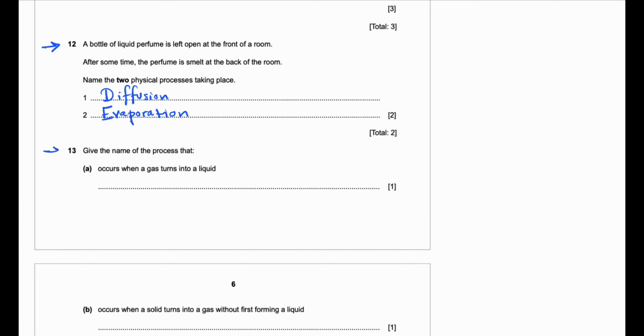The last question, 13. Give the name of the process that occurs when a gas turns into a liquid. Once again, that's condensing or condensation. And when a solid turns into a gas without first forming a liquid, that's sublimation. That's it for today.